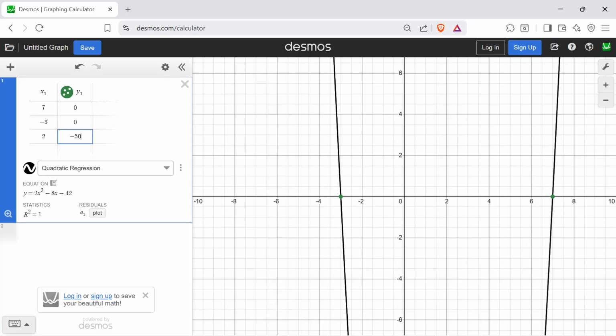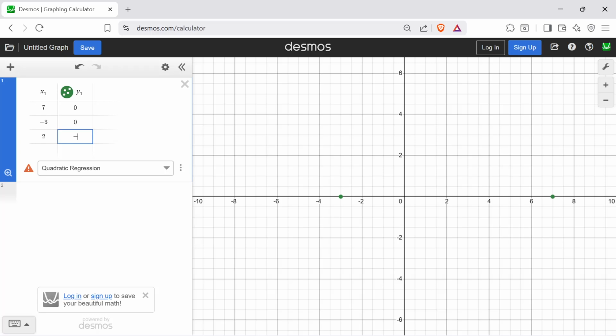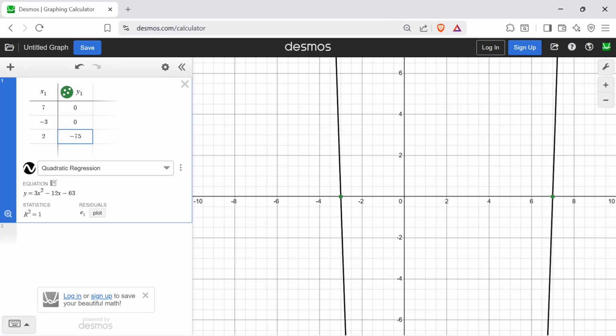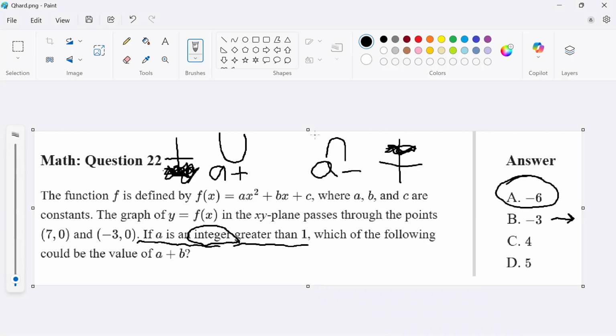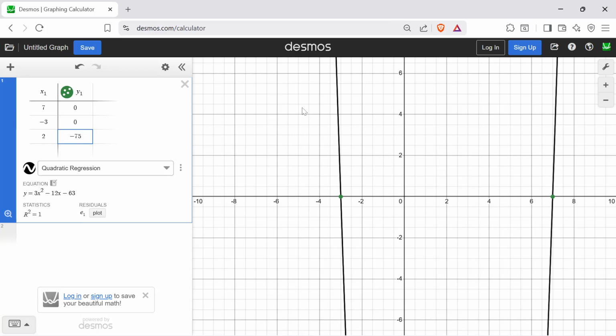A is the answer. Now, who knows? Maybe that wouldn't be the answer choice. Maybe it would be this one, 3x squared minus 12x minus 63, b is negative 12. A plus b is 3 plus negative 12 is negative 9. What if negative 9 was the correct answer? They had, like, negative 9, negative 7, negative 3, and 4. Well, then negative 9. You might have to look for when a is 3 or a is 4 or a is 5. But now you see how to do that in Desmos.